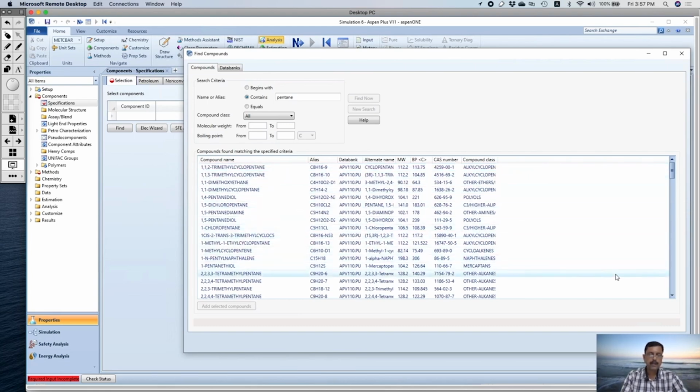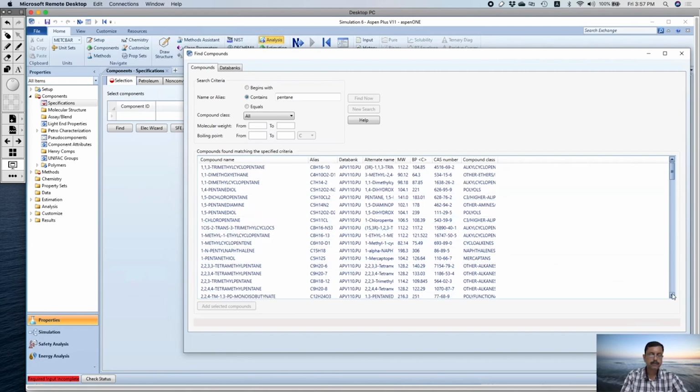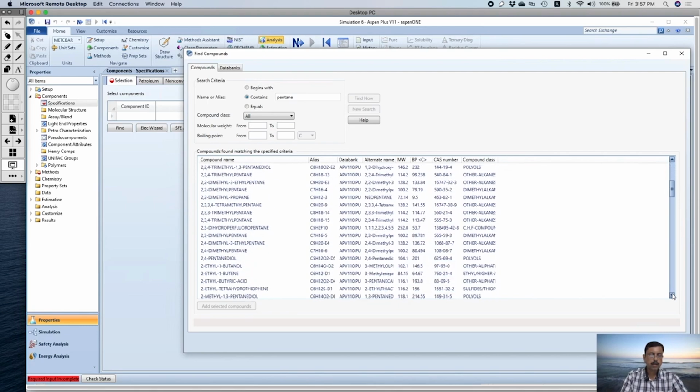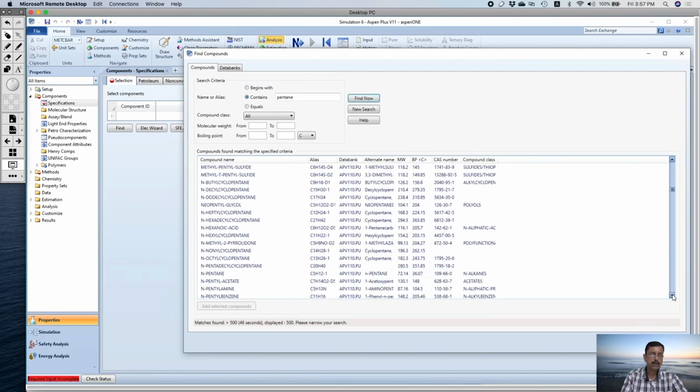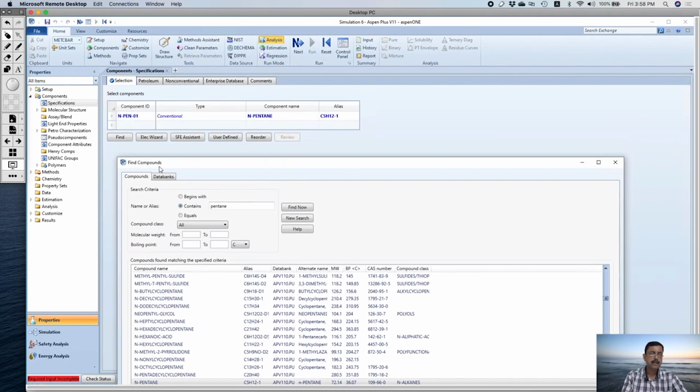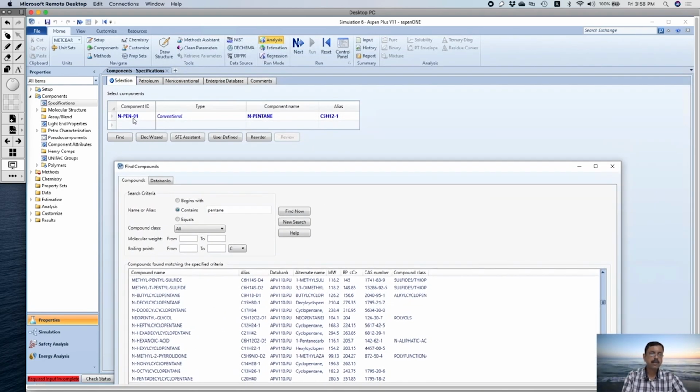So from this list, we have to dig out the one which we are looking for. This is the one that we were looking for. So just press add selected compounds. Here this is added. N-pen01, it has given a component ID which anyway we can change anytime, and this is the component name. C5H12 is the alias.